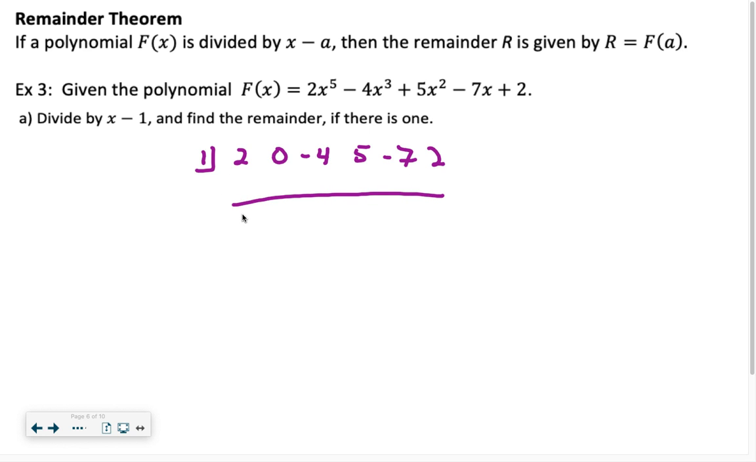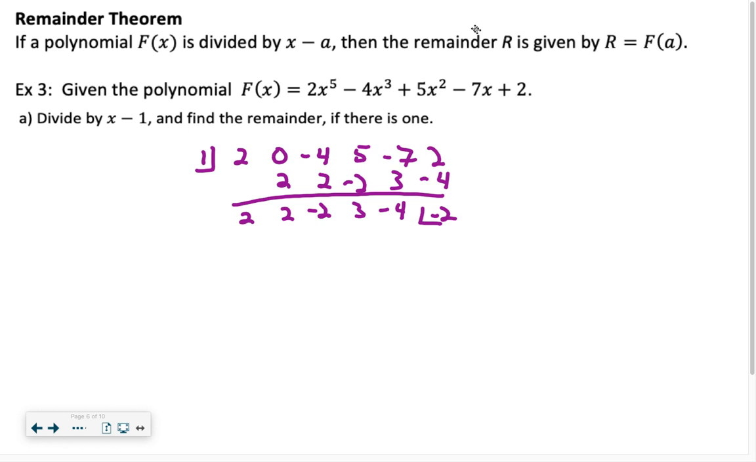So bring the first number straight down. 1 times 2 is 2. Add. 1 times 2 is 2. Add. 1 times -2 is -2. Add. 1 times 3 is 3. Add. And 1 times -4 is -4. And we are just left with -2.